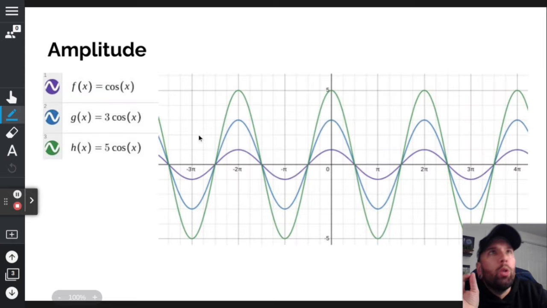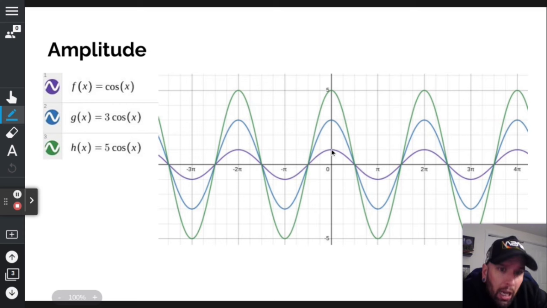All right, we talked about amplitude. How amplitude affects a graph can be seen in this picture here. Here I give you cos, I give you 3 cos, I give you 5 cos. Here's regular cos, see how it peaks out at 1? Here's 3 cos, see how it peaks out at 3? Here's 5 cos, see how it peaks out at 5? That's it. The period does not change.